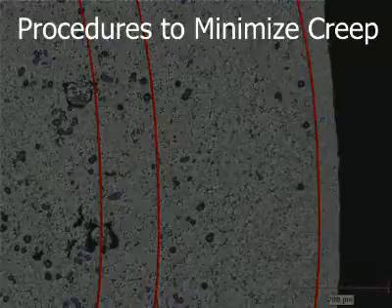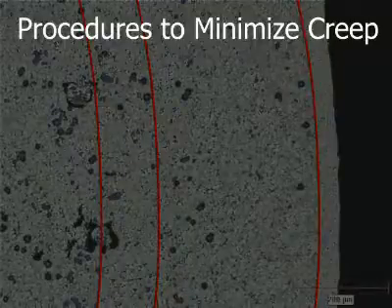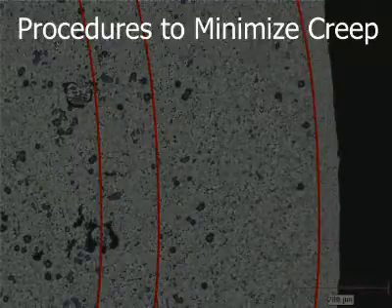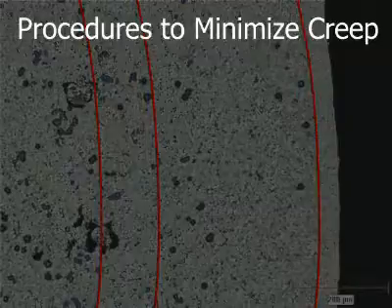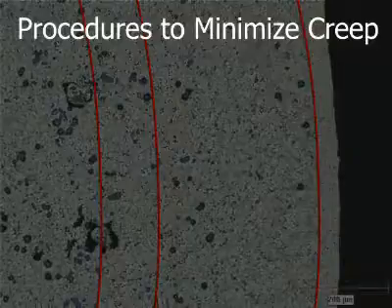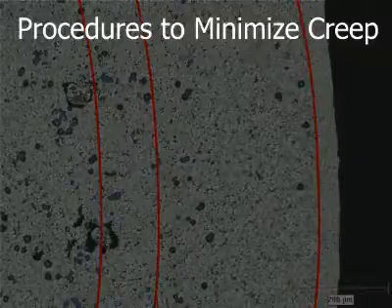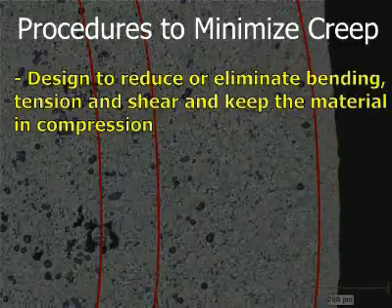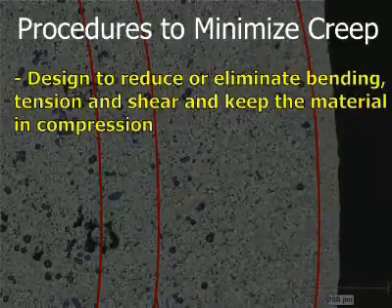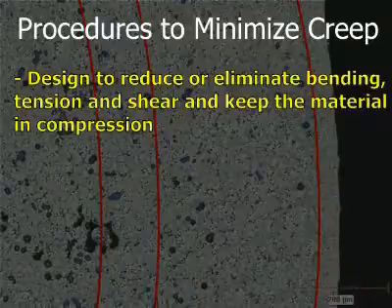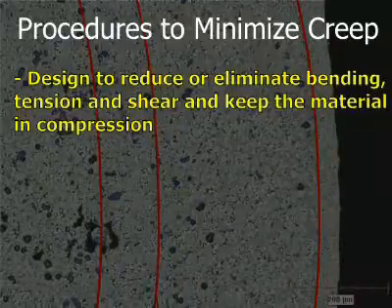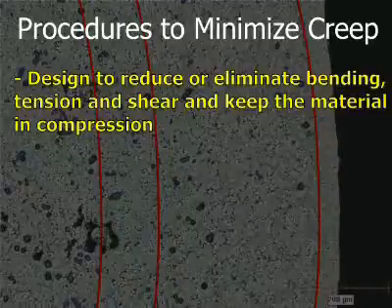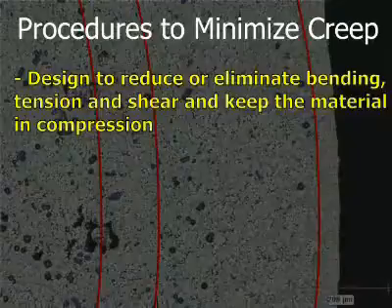Where an analysis of operating conditions indicates that creep can occur, the following design procedures will minimize the effects and often achieve an acceptable design. Design to reduce or eliminate bending, tension and shear, and keep the material in compression. For example, through bolting with steel bolts, nuts and washers is preferable to bolts in tapped holes because the threaded loads are in the steel rather than the die casting.